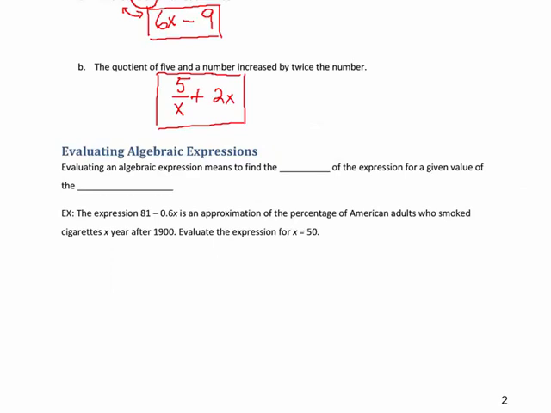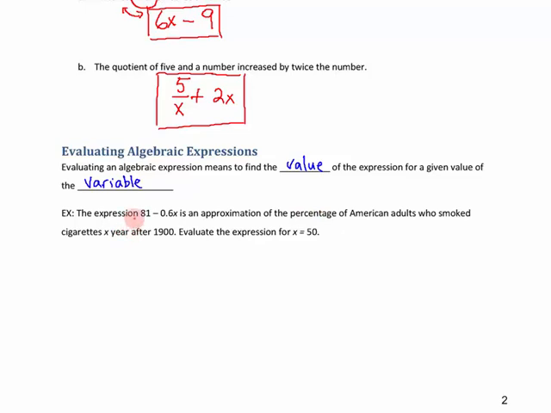Once we have our algebraic expressions, one of the things that we want to be able to do is to evaluate them for certain values of the variable. Now, evaluating an algebraic expression means to find the value of the entire expression for a given value of the variable. So, for example, consider that we have the expression 81 minus 0.6x. And that expression represents an approximation of the percentage of American adults who smoked cigarettes x years after 1900. Evaluate the expression for 1950, or x equals 50.